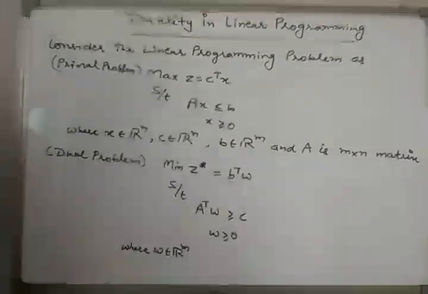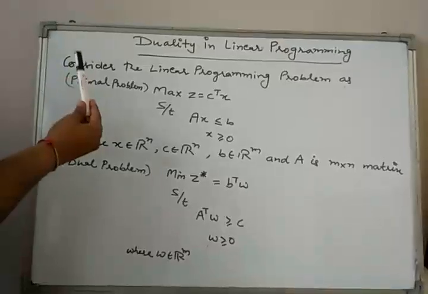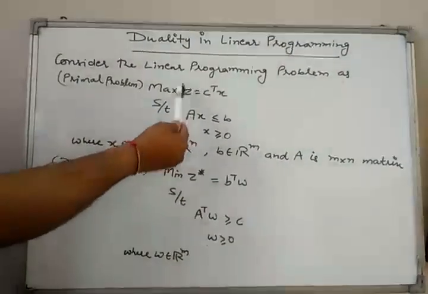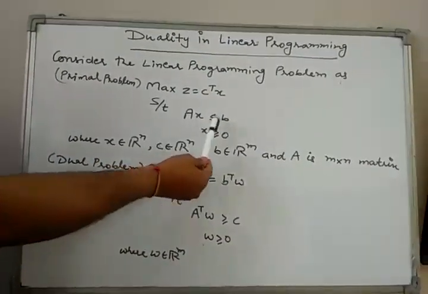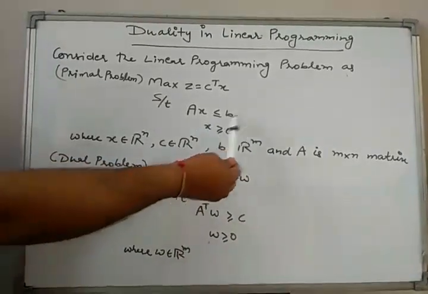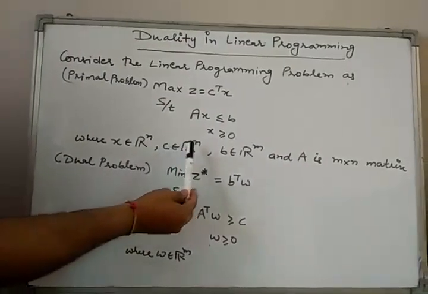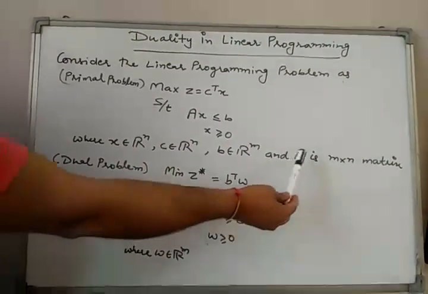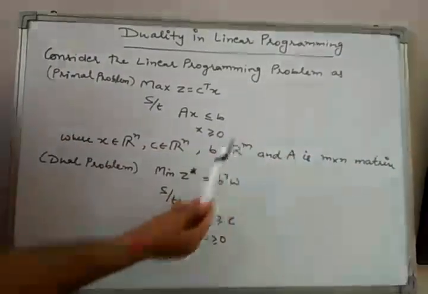Today I am going to discuss duality in linear programming problems. Consider the linear programming problem as to maximize objective function C transpose X subject to the conditions AX less than or equal to b with non-negativity restriction, that is X greater than or equal to 0, where X is an n-dimensional vector, C is an n-dimensional vector, b is an m-dimensional vector, and capital A is the coefficient matrix of order m cross n.